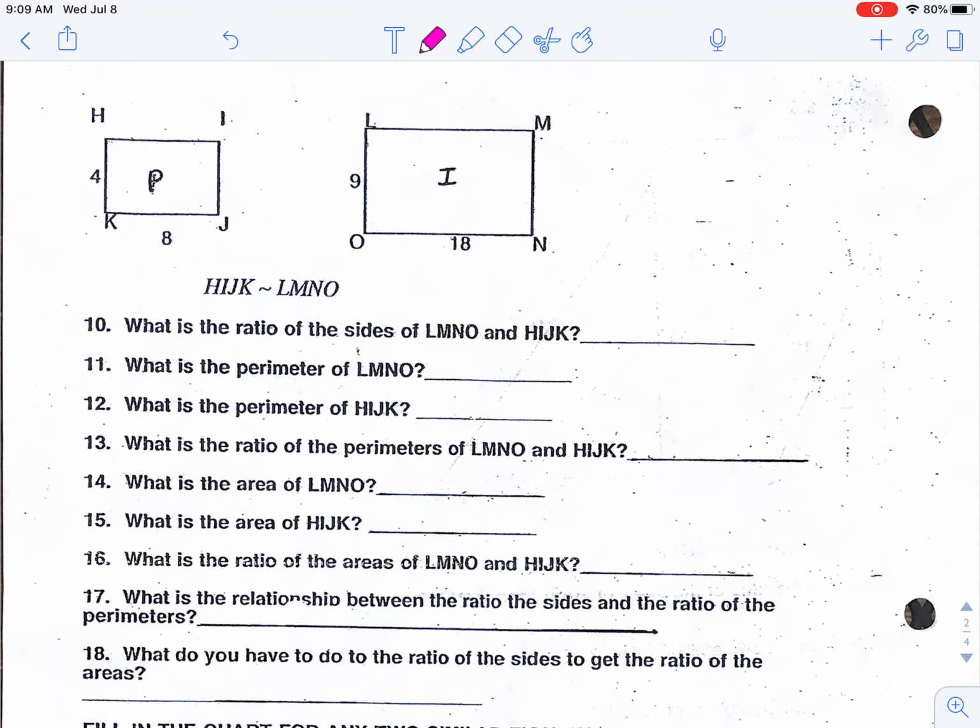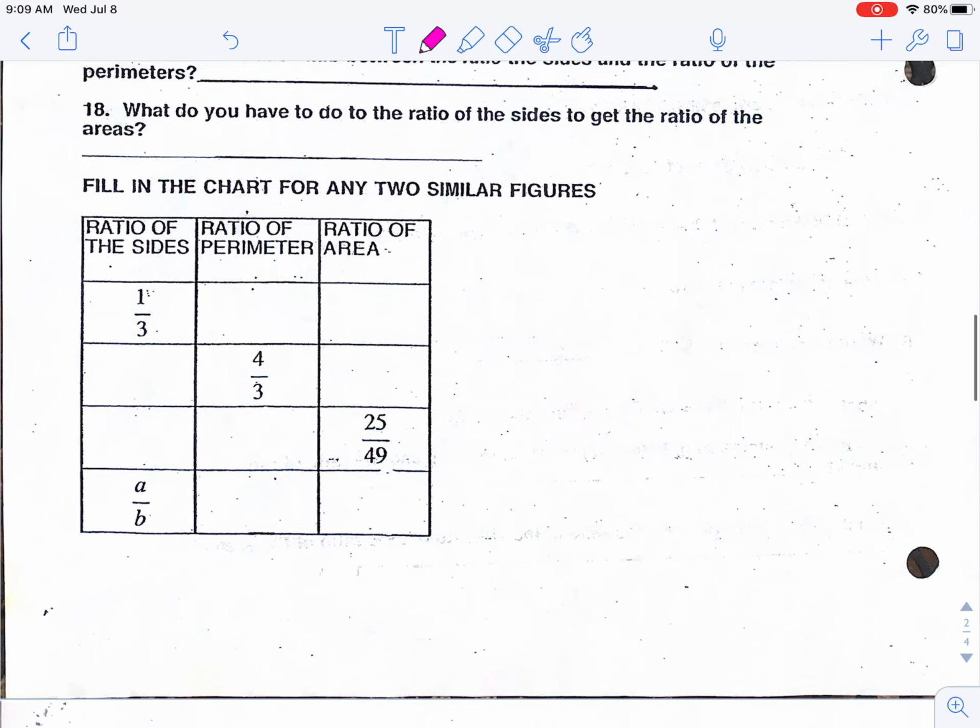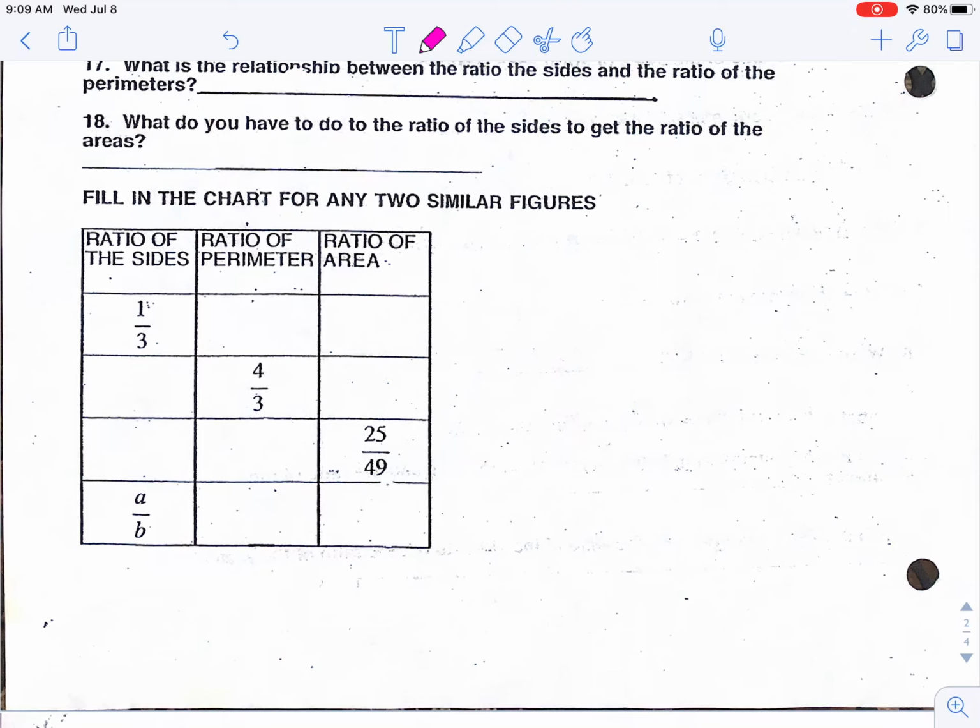This next example goes through the same exact process. I'm going to let you do that on your own, and you can check back to the notes to see if you have done it correctly. But if we look at what we just discovered, if the ratio of sides is 1:3, the ratio of the perimeters is also 1:3, but the ratio of areas is 1 squared to 3 squared, which is 1/9. So let's try to fill in the chart a different way. If we know the ratio of the perimeters, then we also know the ratio of the sides. And the ratio of the areas would be 16/9, because again, we're squaring that.